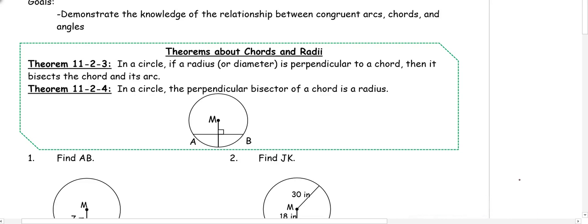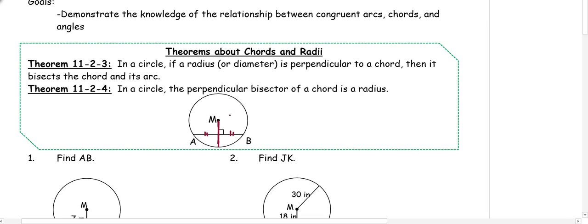This video is about the theorems of chords and radii. In a circle, if a radius, this line right here, or a diameter, so if the line was extended all the way across the circle, is perpendicular to a chord, so that means it's going to have a right angle at the intersection point, then it bisects the chord and its arc.